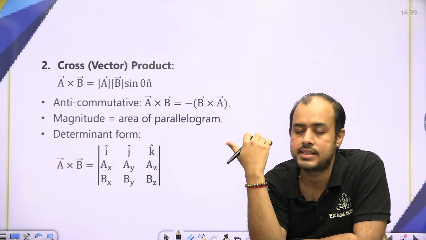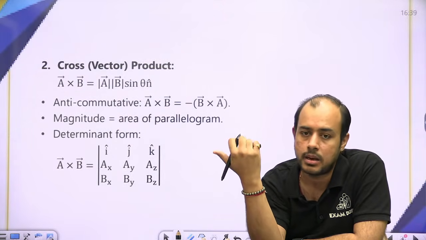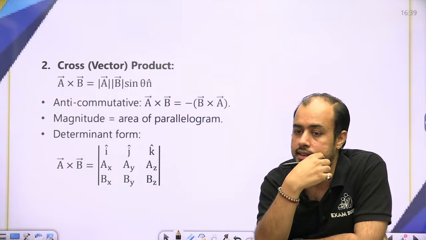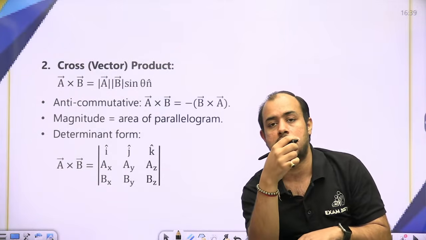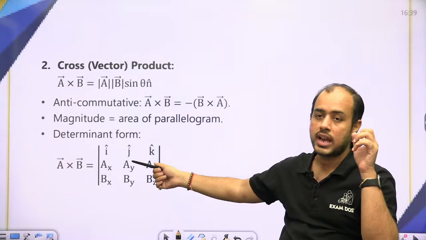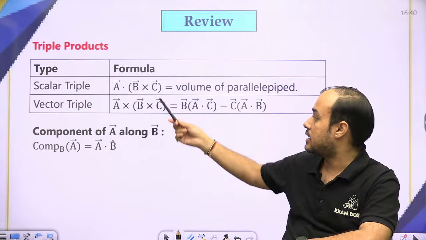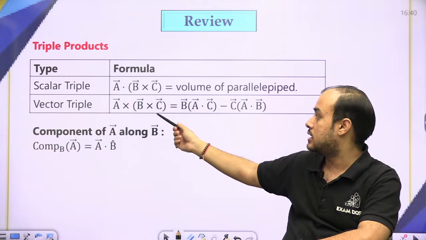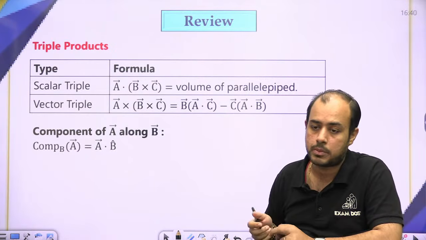Cross product: AB sin theta n cap, where n cap is perpendicular to A and B. It is anti-commutative, that is, A cross B is minus B cross A. If two vectors represent two sides of a parallelogram, then the cross product gives you the area of the parallelogram, and half of the cross product gives you the area of the triangle. How to calculate? Using a determinant. Scalar triple product A dot B cross C gives you the volume of the parallelepiped, and the vector triple product is BAC minus CAB. Component of A along B is A dot B cap.